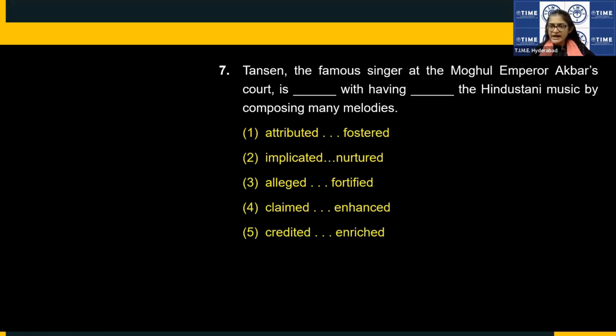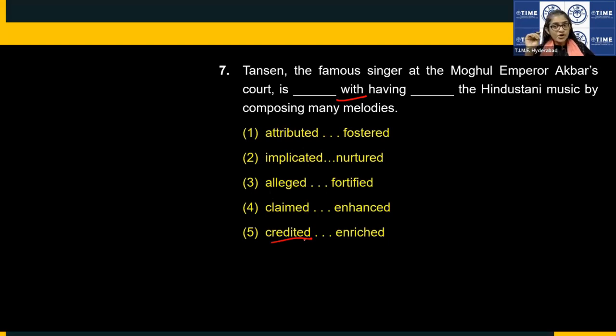Tansen, the famous singer at the Mughal Emperor Akbar's court, is dash with having dashed the Hindustani music by composing many melodies. Okay. Normally, you say someone is credited with. Since you have with here, that gives us a clue. What fits in here perfectly is credited with. And we have that expression here.